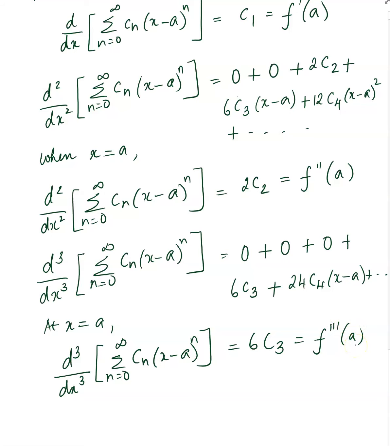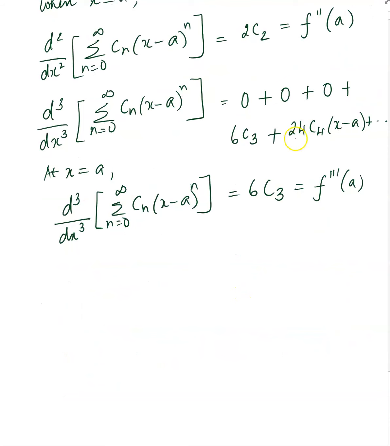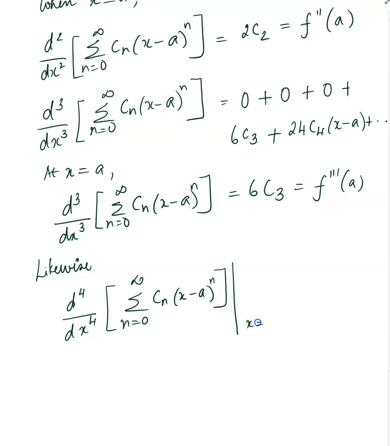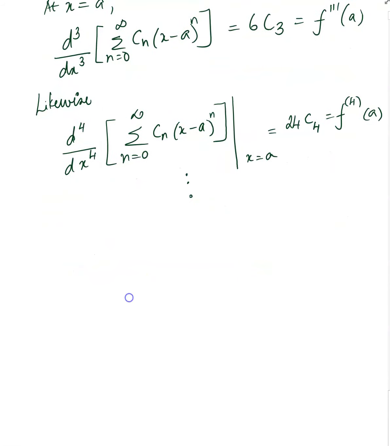Okay, so you begin to see the pattern now, right? For the fourth derivative, you would have 24c4. You can already see that term here, right? So I'll just say likewise, d4 over dx power 4 at x equals a would be 24c4, which we would call the fourth derivative of a. And so on. Those 3 dots say that we go on like that.